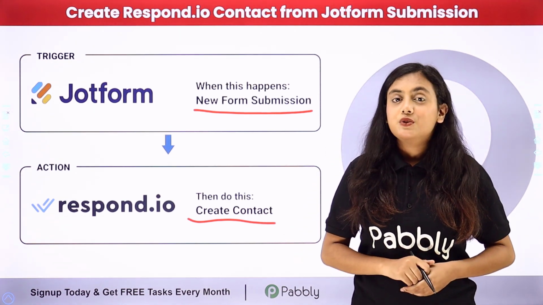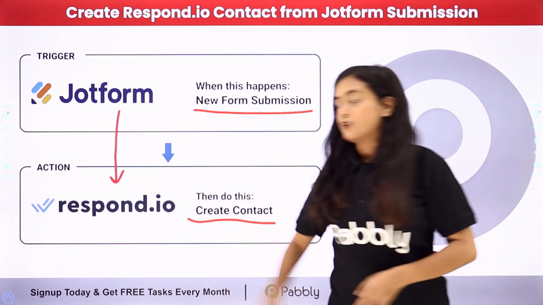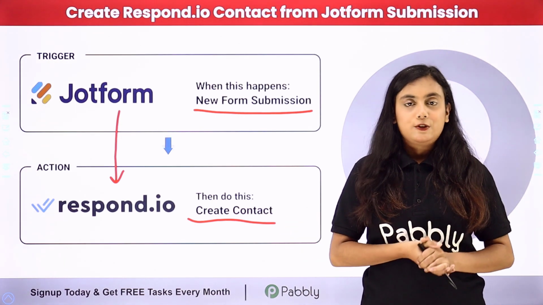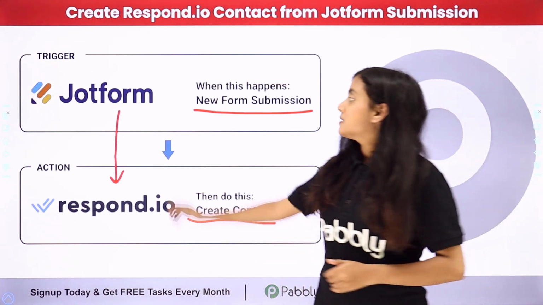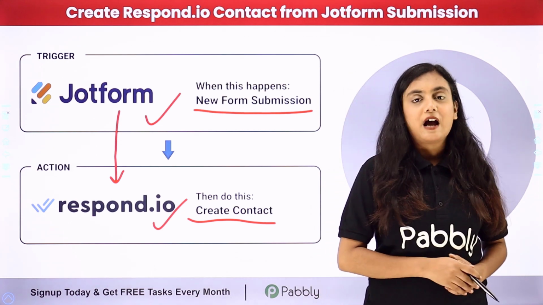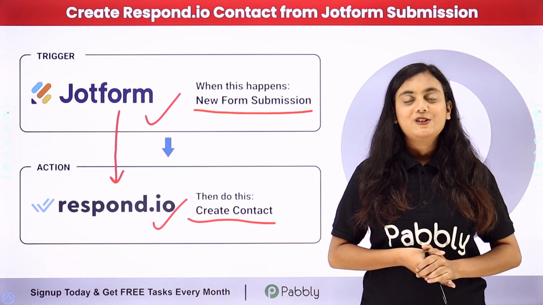For that, what we have to do is we have to simply create an automation between Jotform and respond.io with the help of Pabbly Connect. Pabbly Connect runs on two concepts, that is trigger and action. In this process, my trigger application is going to be Jotform and my action application is going to be respond.io. If you want to learn how to do this automation, then let me take you all to my screen.